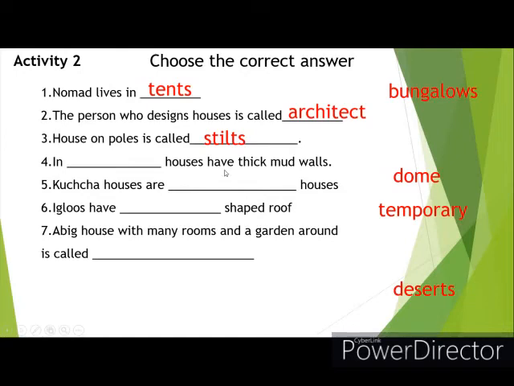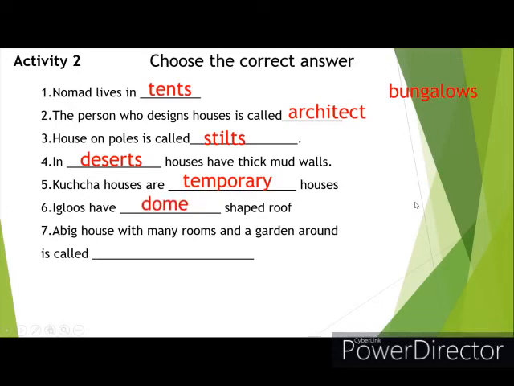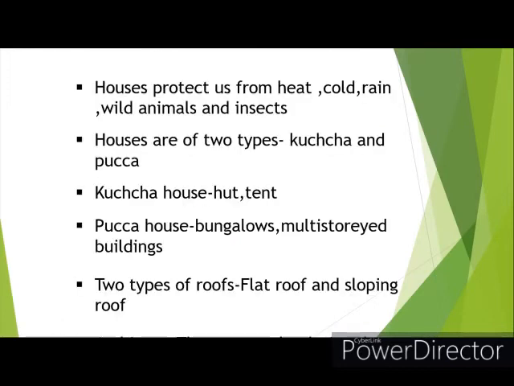In deserts, houses have thick mud walls. Kacha houses are temporary houses. And igloos have dome-shaped roofs. All these things we already discussed in the class. A big house with many rooms and a garden around is called bungalow.